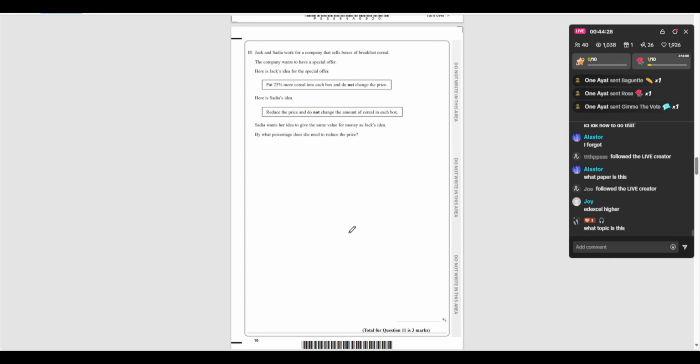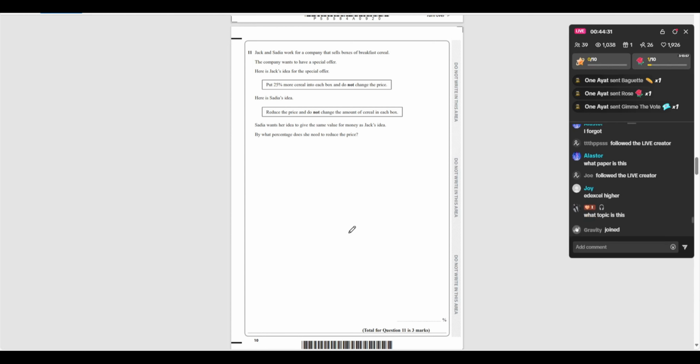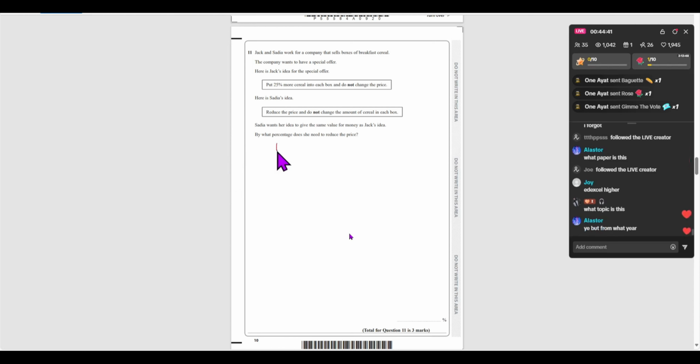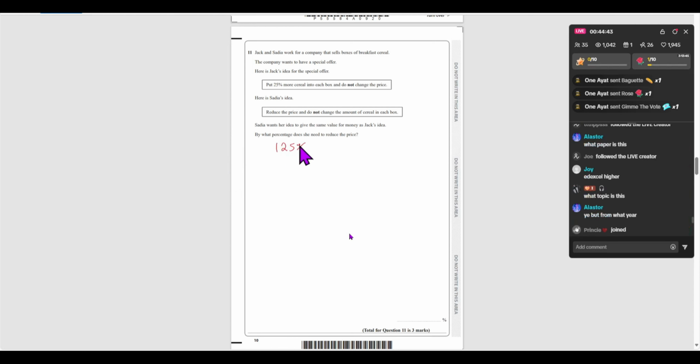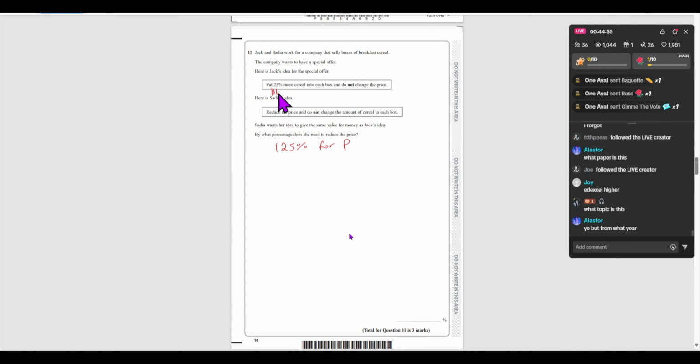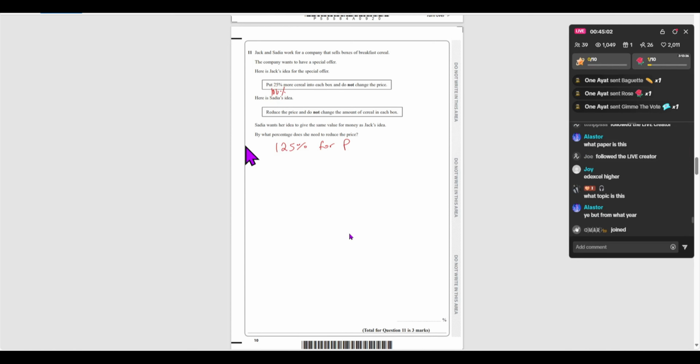So now what we can look at this as is that we know that 125% will be for this first idea, for the money. So I'll put it as P. So 100%, if you do 100% plus the 25%, so basically what is 125% of the money.